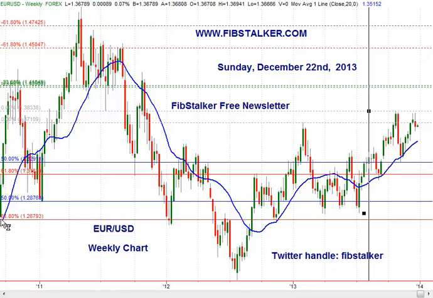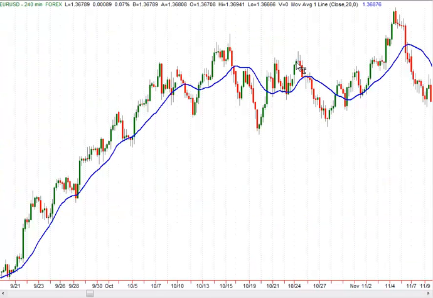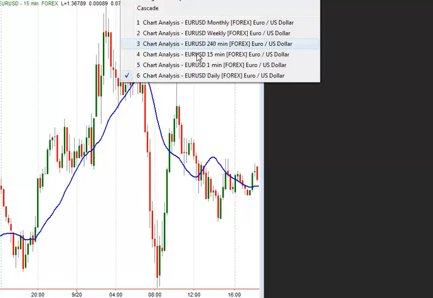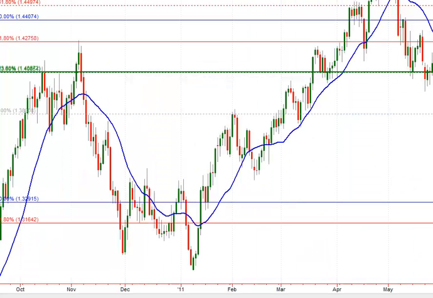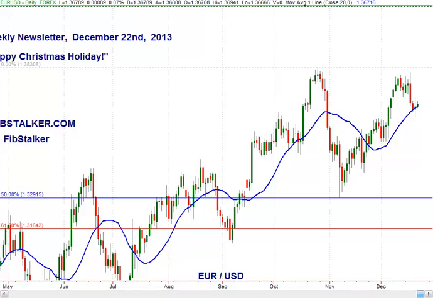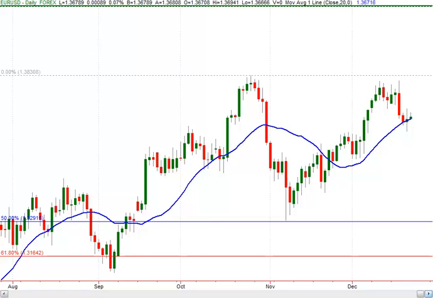Now last week we had a significant news event. Sorry, I'll show you the daily chart. I want to show you the daily chart for the euro dollar, and we had this move lower that broke our daily setup.